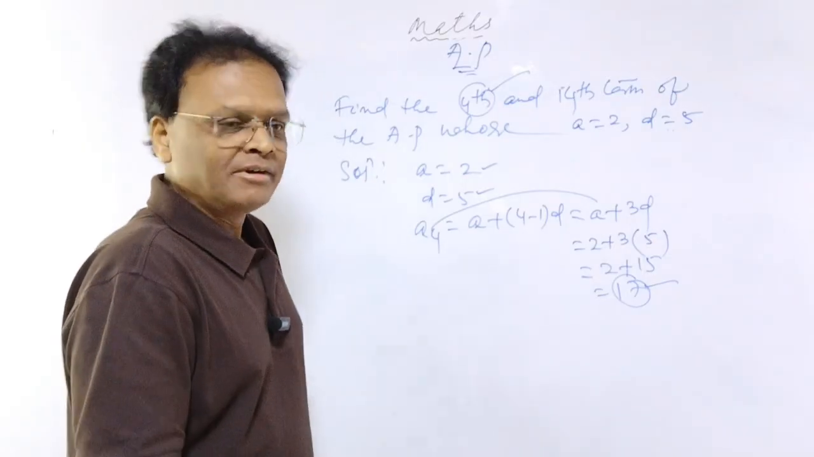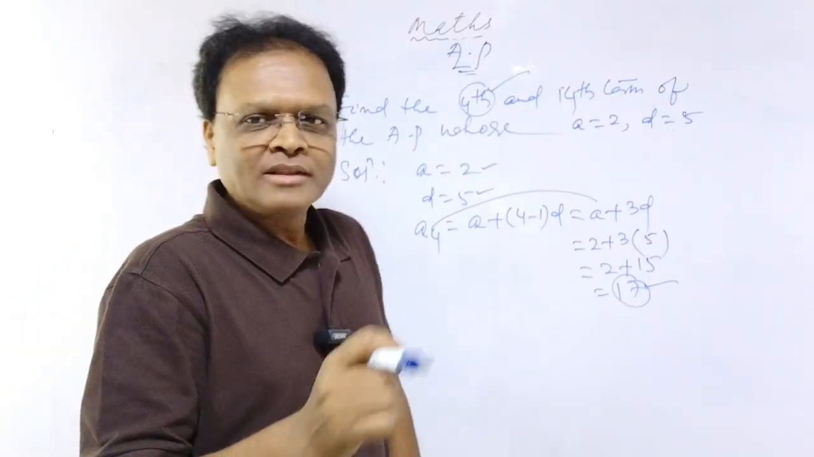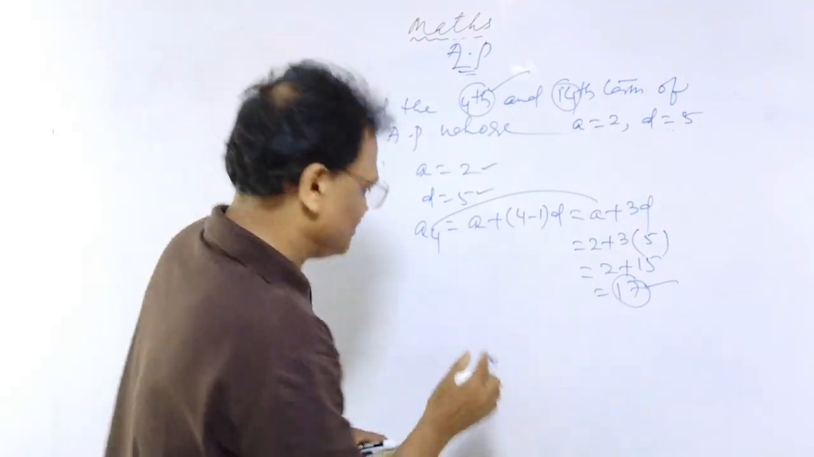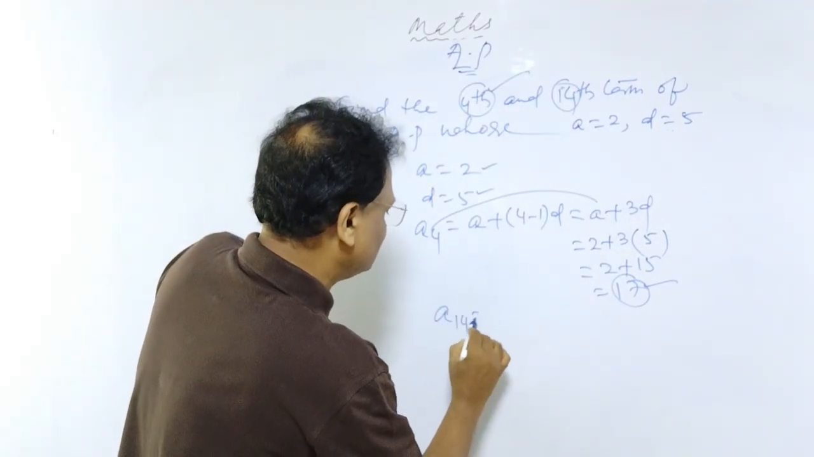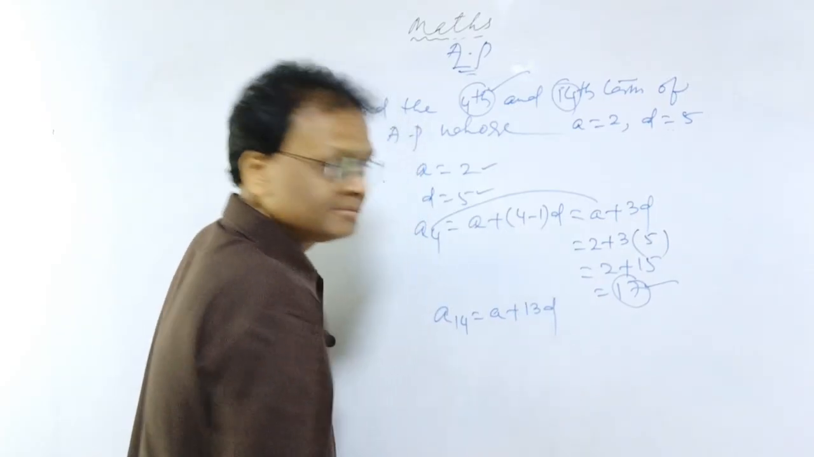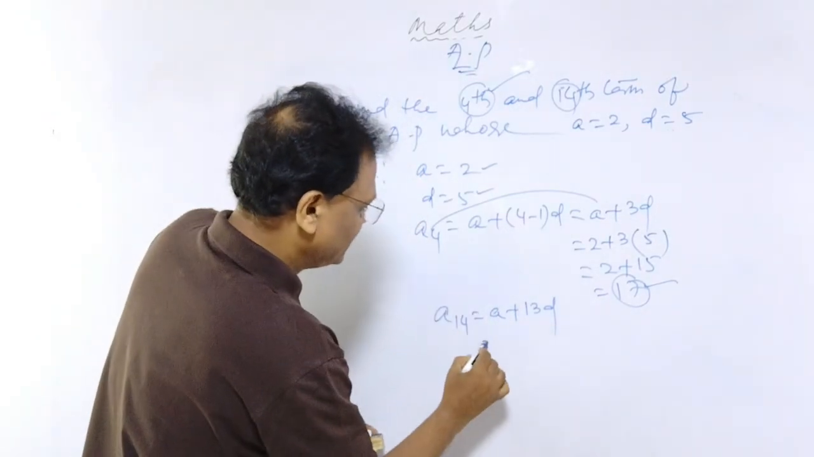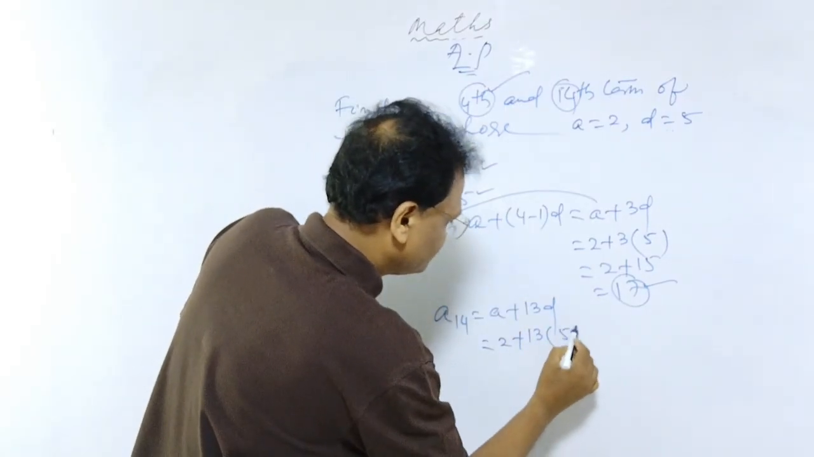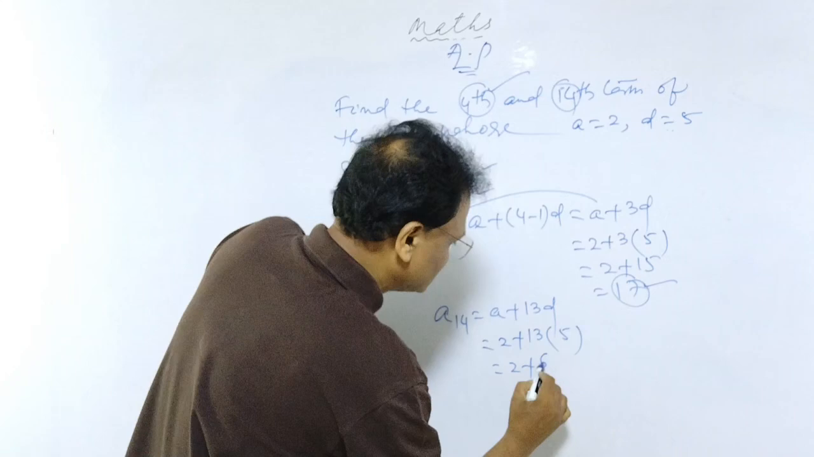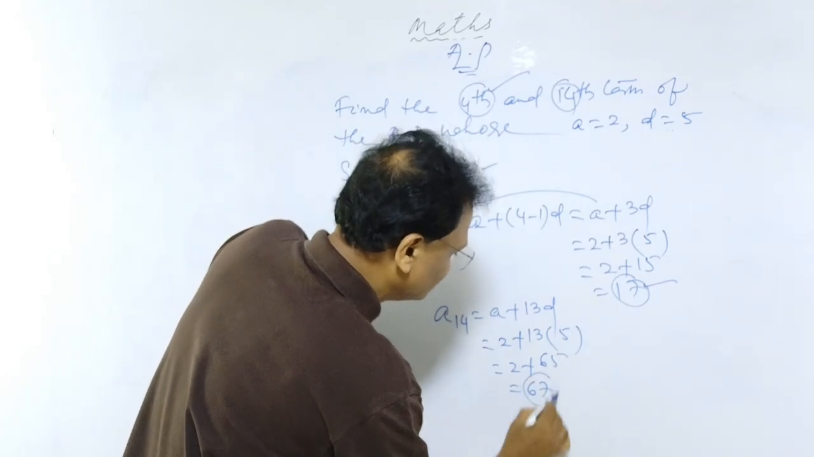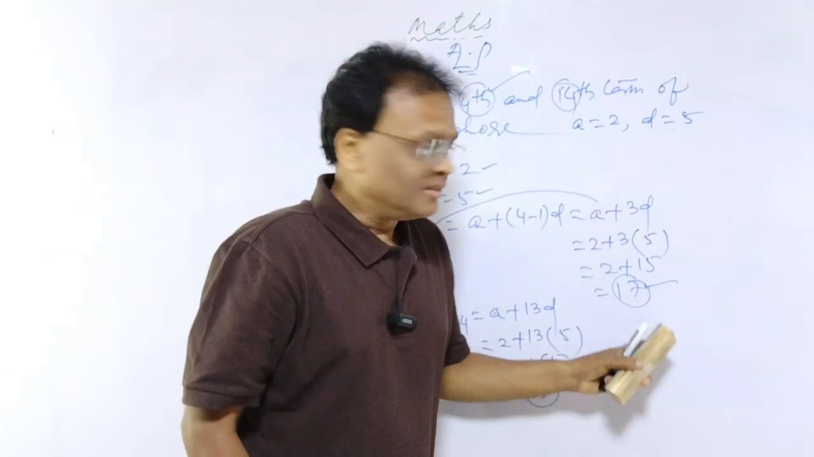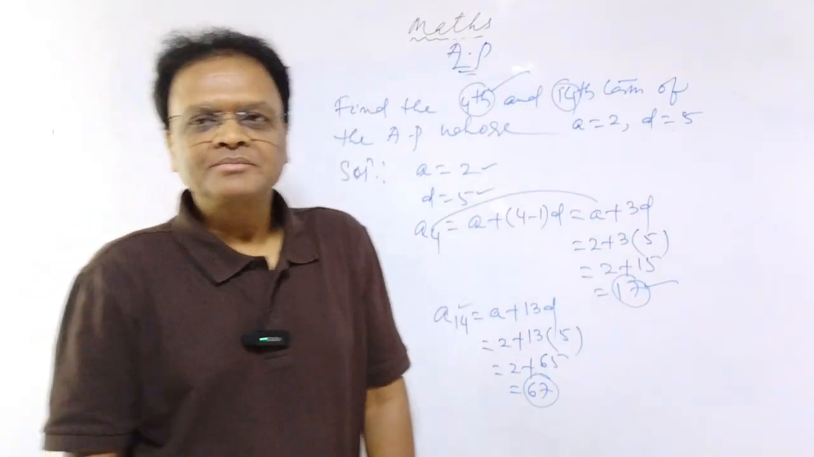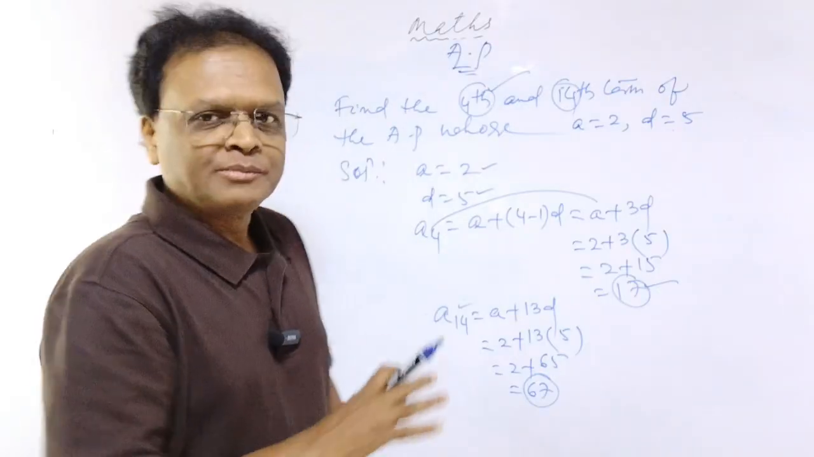What is the fourth term? 17. Similarly, I can find the 14th term. Just put the formula, get the answer. A14 is equal to A plus 13D. What is my A? My A is 2 plus 13 into D, which is 5. So 13 fives are 65, and 2 plus 65 is 67. So the fourth term is 17 and the 14th term is 67. I hope you understand this type of question.